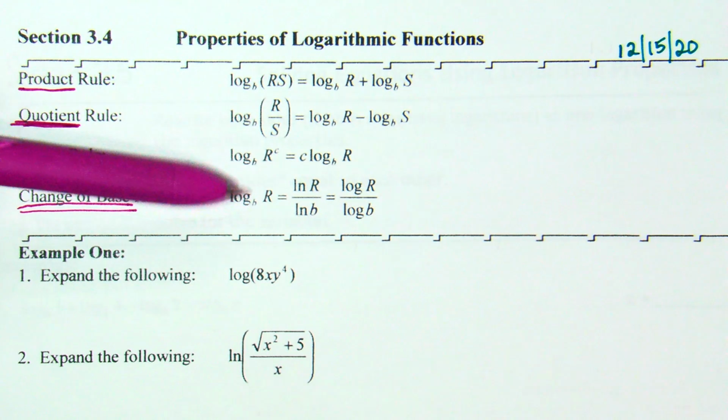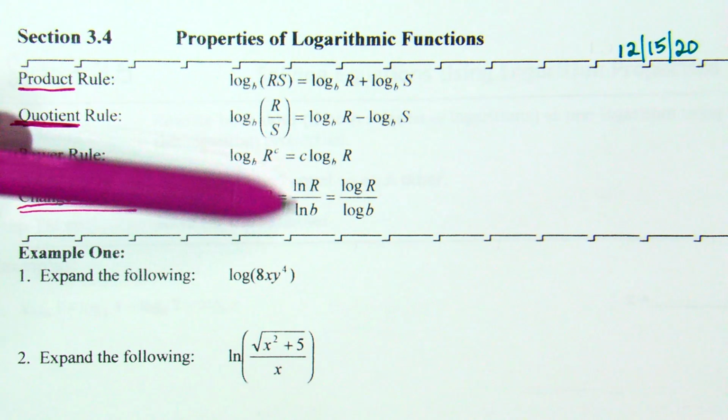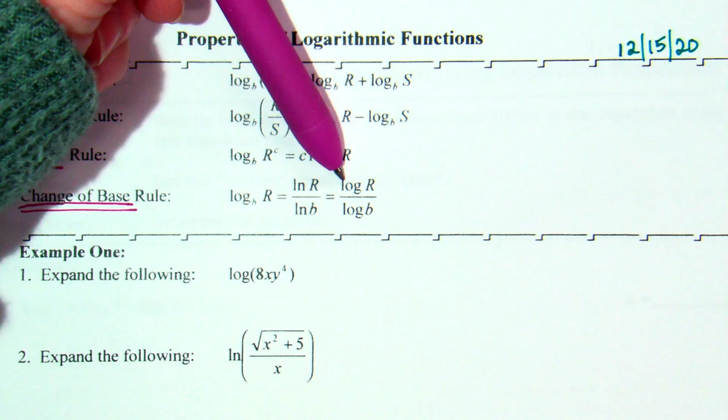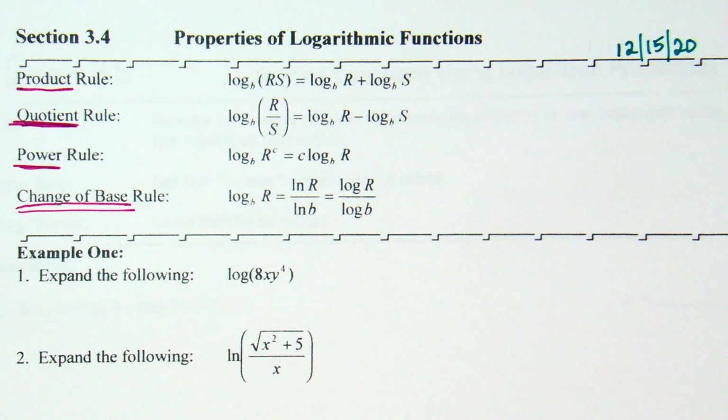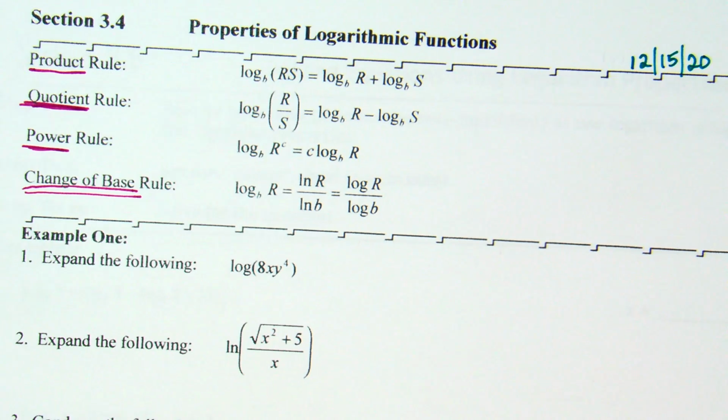And so by having this change of base formula, we can rewrite it. So we can either rewrite it in terms of natural log, so natural log of r divided by natural log of b, or we can rewrite it with common logs, log r divided by log of b. And again, the whole advantage there is that's something that I can use my log buttons on the calculator for. Okay? So those are our properties we are investigating today.